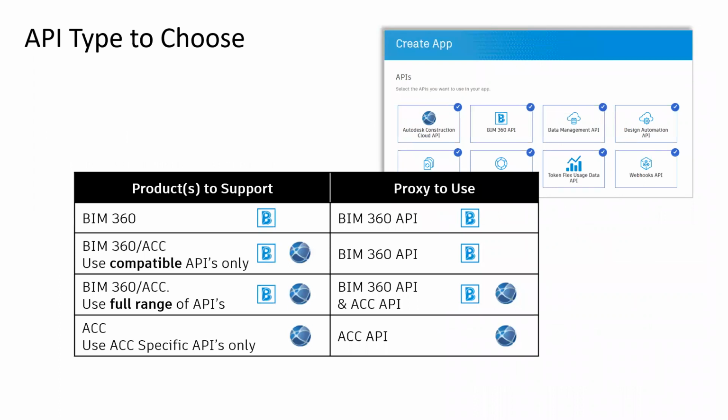We have added a new API type, ACC, in the Developer Portal. If you are using BIM 360 ACC compatible APIs, you can continue using the BIM 360 API type. If you are using ACC specific APIs, you will need to choose ACC as a product proxy type.